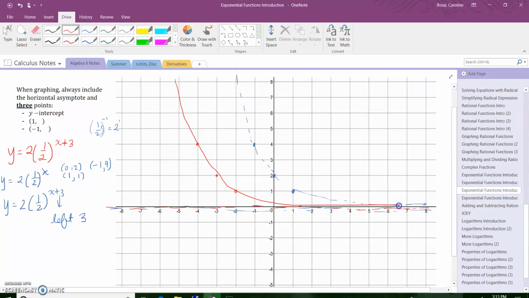I'm leveling off at the horizontal asymptote. I'm going all the way to the right and all the way to the left, putting arrows on each graph. All right, so make sure you have that one all set.